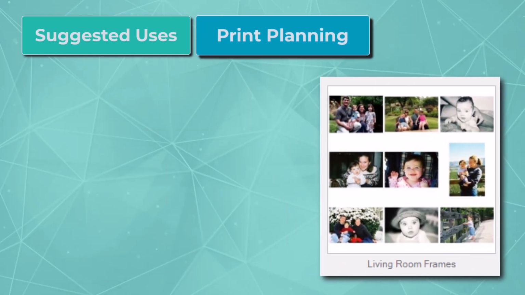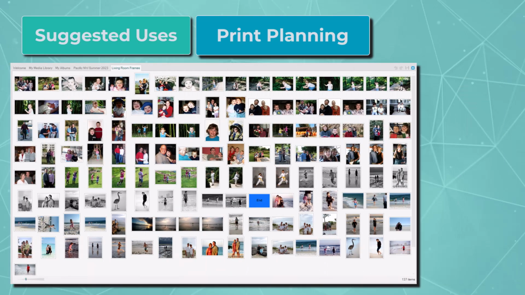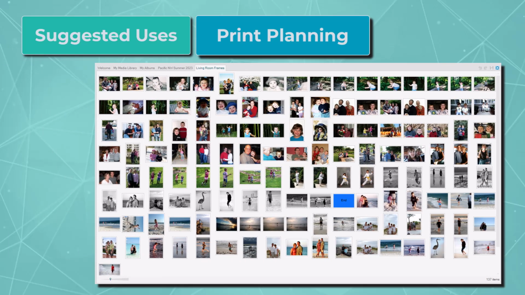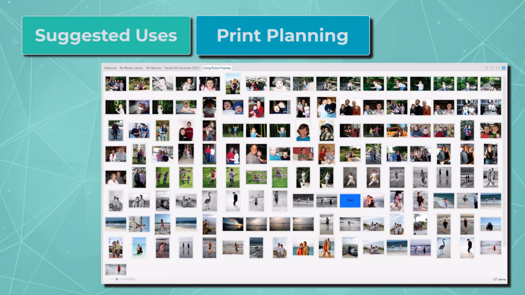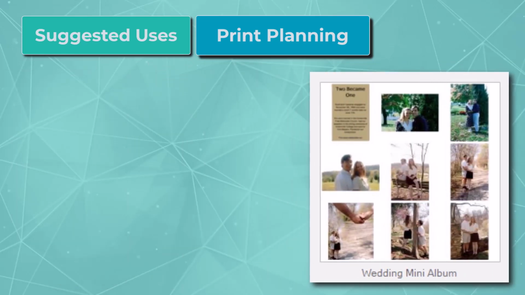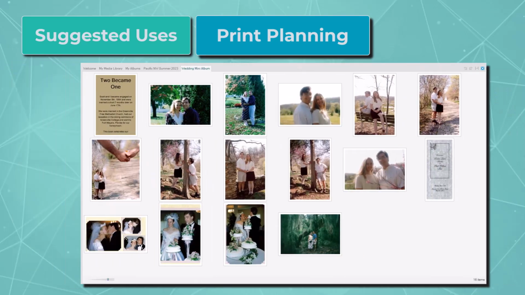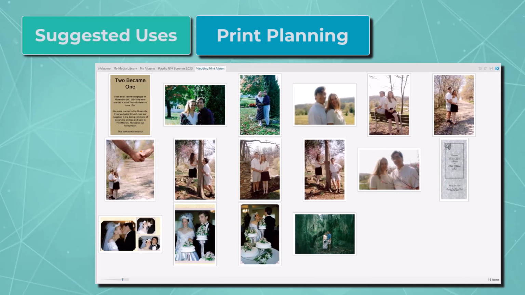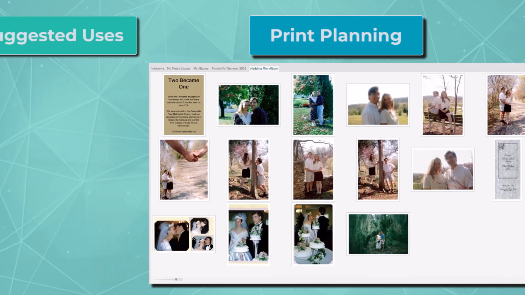And then print planning. For example, when I was remodeling my living room, I threw in a bunch of pictures that I might want to print off to put in frames. Or if I'm creating a brag book, I throw all my favorite pictures together and then narrow down which ones I want to use. So that helps you do that as well.